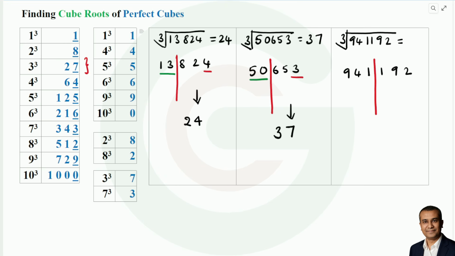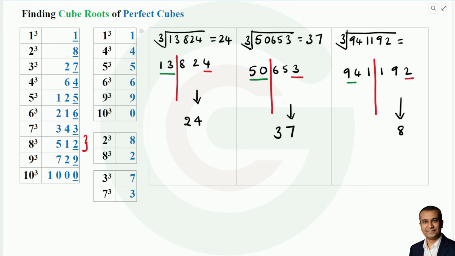Now the last digit of this given number is 2. Now identify the perfect cube which ends with the digit 2. It's going to be 8 cube, isn't it? So 512, it is ending with the digit 2. So therefore write here 8. So the cube root of given number is going to end with the digit 8.